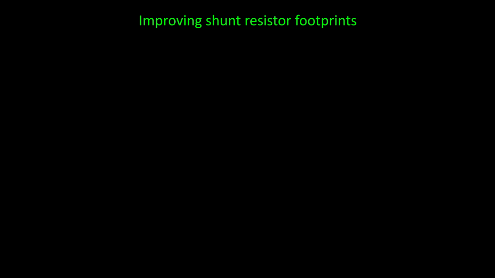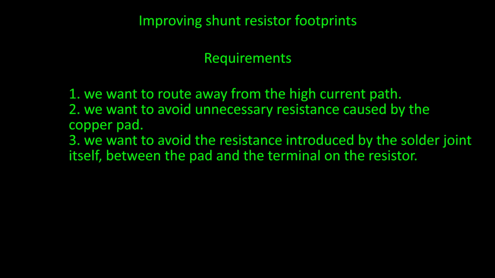And finally, as promised earlier, let me show you how you can further optimize the sense lines layout in the case of the 2 terminal shunt resistor by optimizing the footprint of the shunt resistor. There are a few things to consider here. First, we want to route away from the high current path. We want to avoid unnecessary resistance caused by the copper pad, and we want to avoid the resistance introduced by the solder joint itself between the pad and the terminal on the resistor.